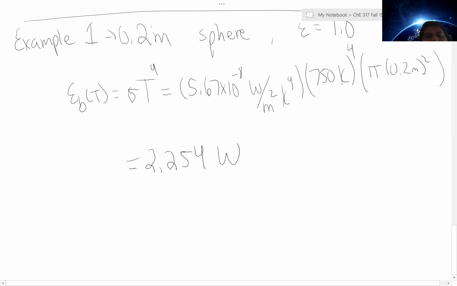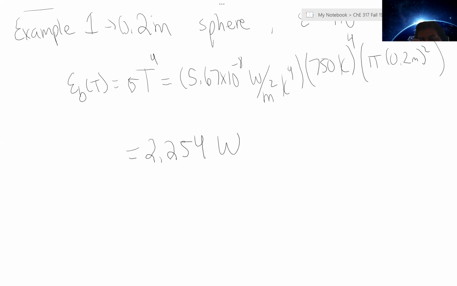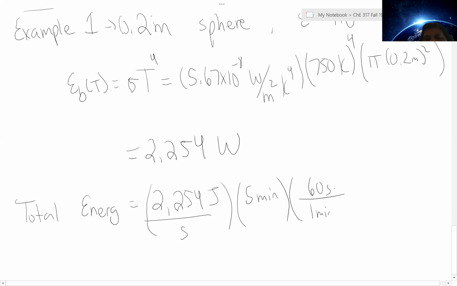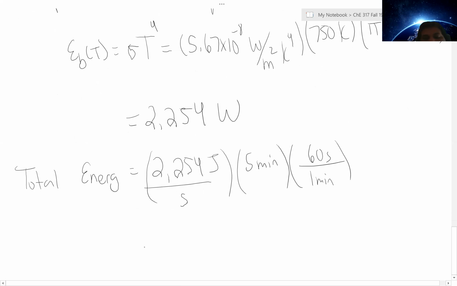So if I'm looking for total energy emitted in 5 minutes, I have 2,254 joules per second. That's what a watt is, in 5 minutes. And there's 60 seconds in 1 minute. So I just multiply my answer times 5 times 60, and I'm left with 676 kilojoules.